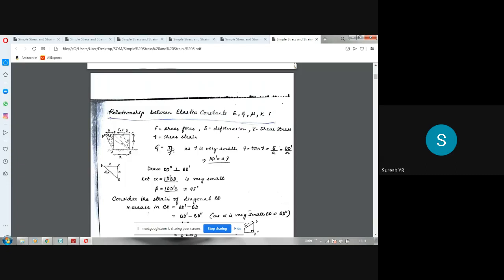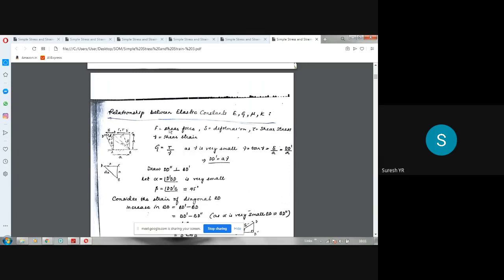So gamma is tau by G. As gamma is very small, gamma is equal to tan gamma, or delta by A. What is delta? Delta is DD dash divided by A. So therefore DD dash will be equal to A into gamma. DD dash is equal to A into gamma. That is the first step.